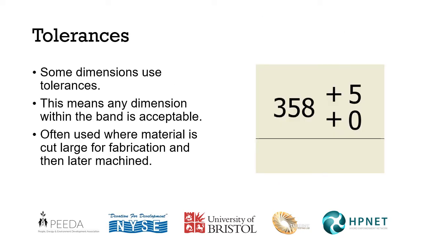So a few details from that you'll find within the drawing. In places, dimensions are used with tolerances, and what this means is that any value within the band is acceptable. So in this case, anything between 358 and 363 is an acceptable dimension. And so these are used where material is cut large for fabrication, and then later in the machining drawing, there'll be a final, more precise dimension.